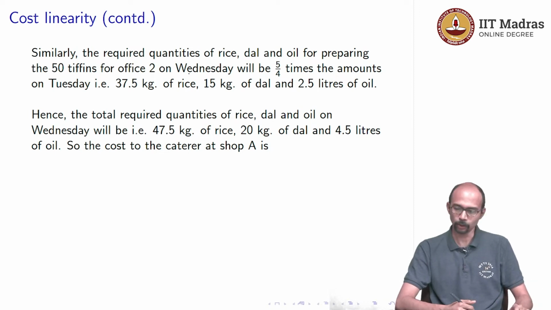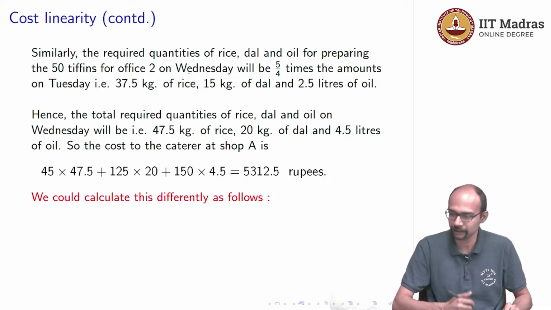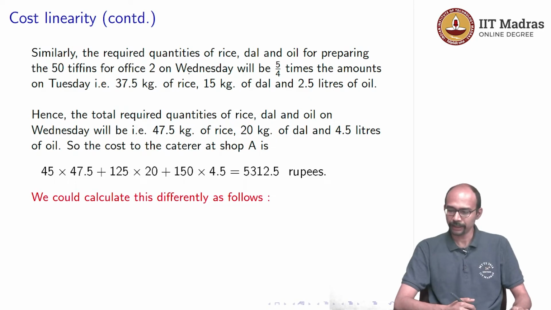So, the cost to the caterer at shop A, they always buy from shop A, this is what we know, is 45 times 47.5 plus 125 times 20 plus 150 times 4.5. So, you substitute these values 47.5, 20 and 4.5 in our linear combination or in the cost function CA. You evaluate the cost function at 47.5, 20, 4.5, right. So, that gives us 5312.5. This is something you have to calculate, and if I have done my calculation right, hopefully this is what you will get. Okay.